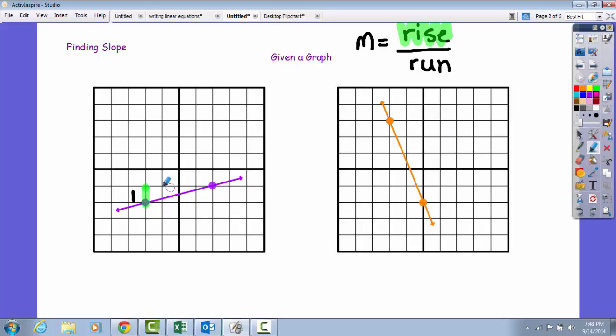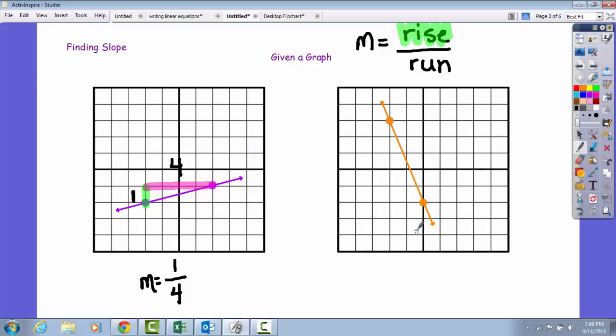I then need to run, and in this problem I am going to run 1, 2, 3, 4 points or spaces on the graph in the positive direction. So my rise is 1, my run is 4, and my slope of this graph is 1/4. Let's not forget, when looking at a graph, we also know that this is a positive slope because it is starting low and going up, and therefore it is positive.